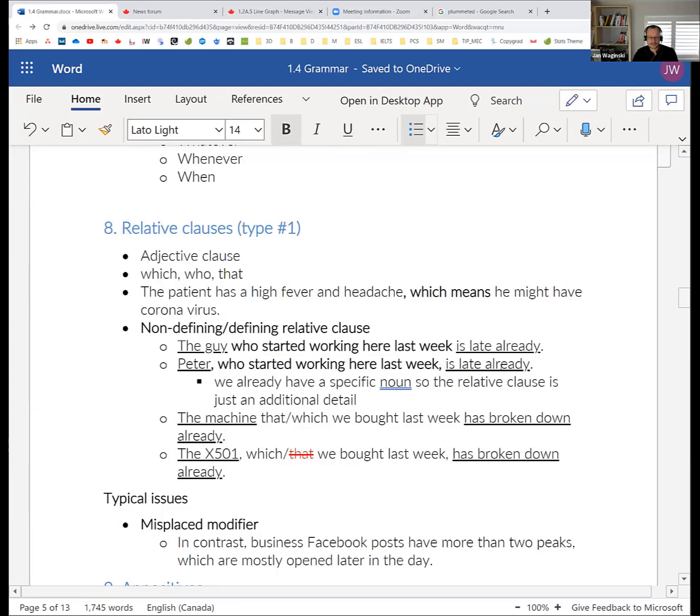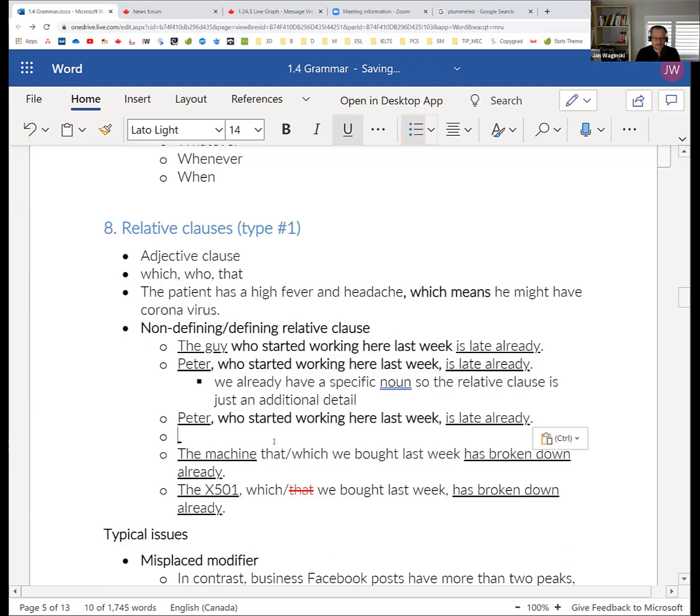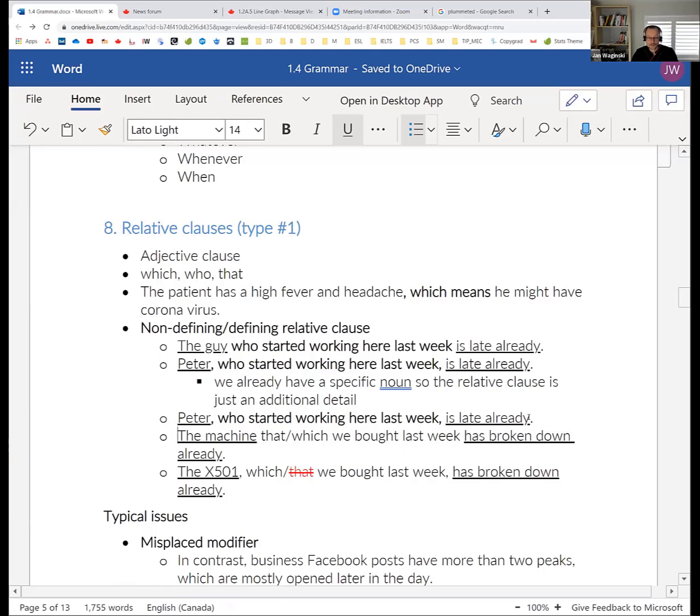So if you said, for example, if you did this, Peter is late already, who started working here last week. This is what's called a misplaced modifier.